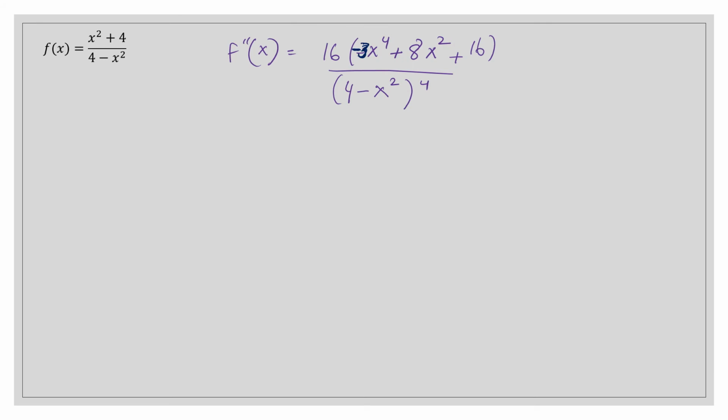Now set the equation equal to 0. So when you set the equation equal to 0, you cross multiply, the denominator multiplied by 0 gives you 0, and you will be left only with the numerator: minus 3x to the power 4 plus 8x square plus 16 equals 0. Now 16 is a number. Divide both sides by 16, so you will get rid of this 16 also.